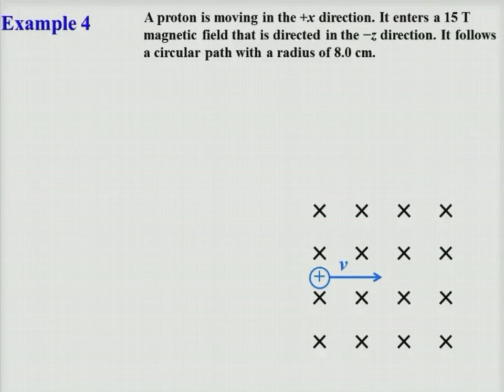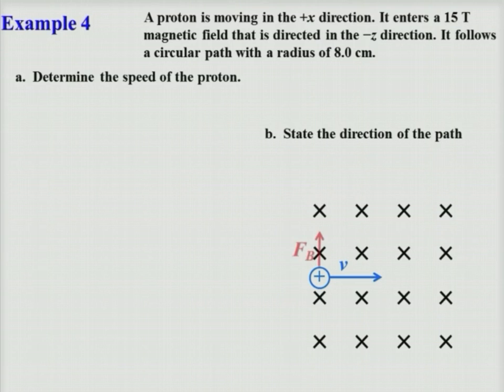So again, make sure that you are drawing the direction of the force so that you can also draw the direction of your circular motion. And then we're asked to solve for the speed of the proton and the direction of the path, which we've just finished.